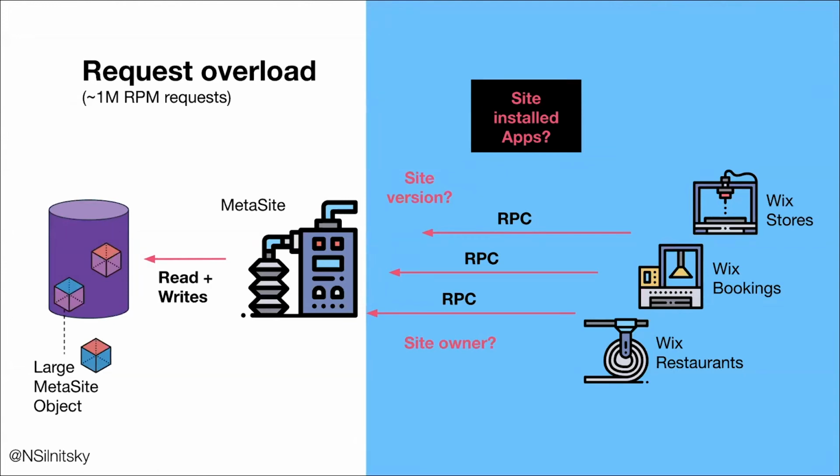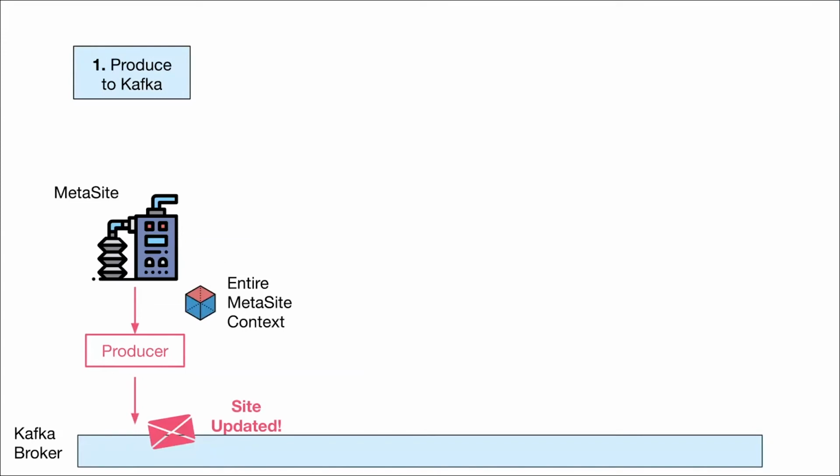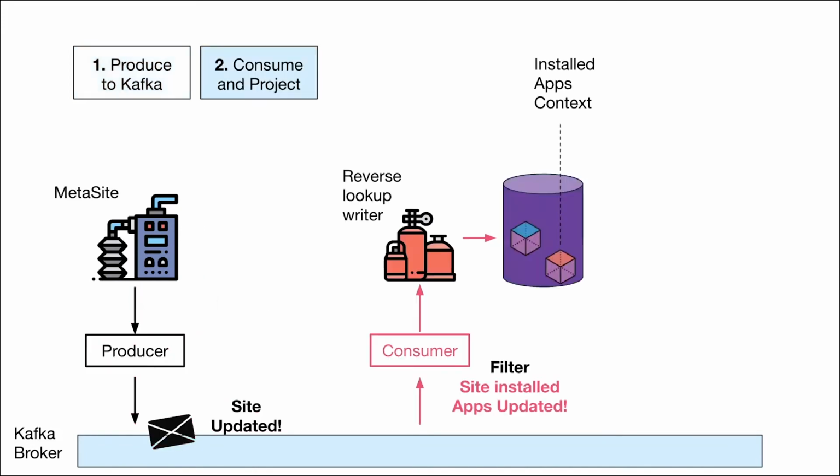And they did that by first producing the entire Metasite object context into Kafka as an event, as a site updated event, which then allowed them to create a completely additional new service called a reverse lookup writer that consumes these events, but is only interested in the app's context events. So it filters unnecessary information and stores in the database only the app's context. So it kind of projects the information to what it needs and creates a materialized view that is highly optimized for the query needs of our services.